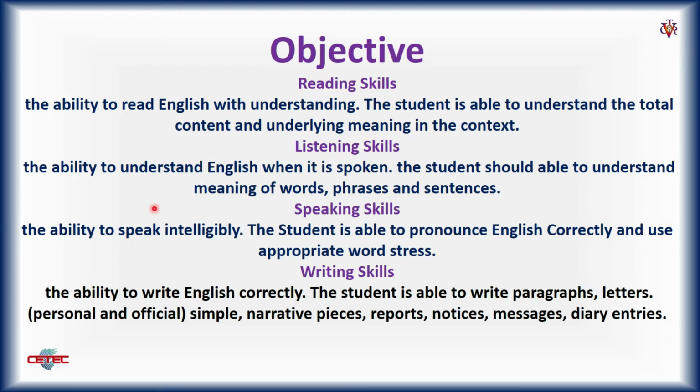Speaking skills. The ability to speak intelligibly. The student is able to pronounce English correctly and use appropriate word stress. Writing skills. The ability to write English correctly. The student is able to write paragraphs, letters, personal and official, simple narrative pieces, reports, notices, messages, and entries.